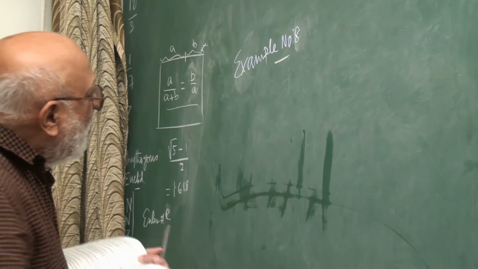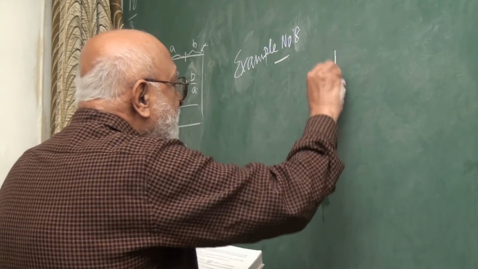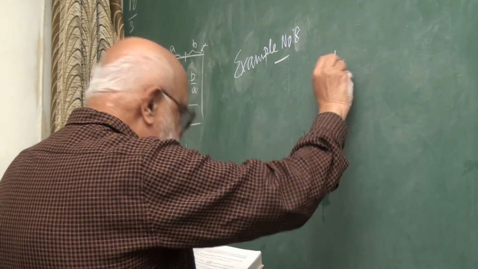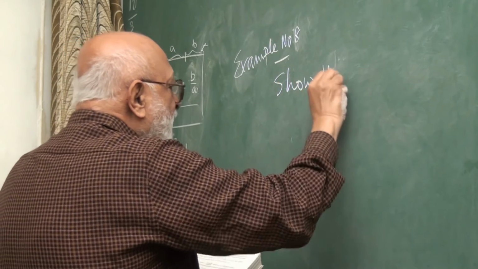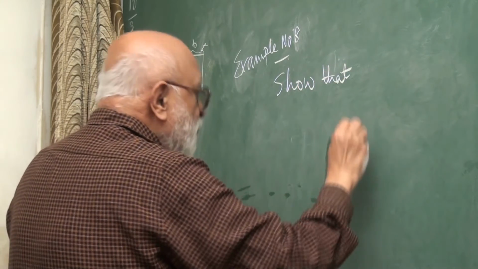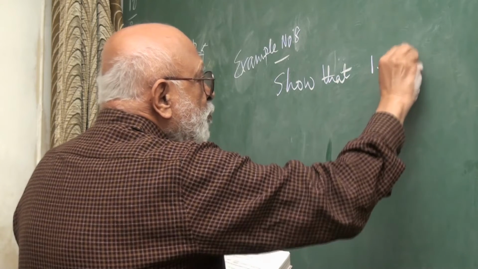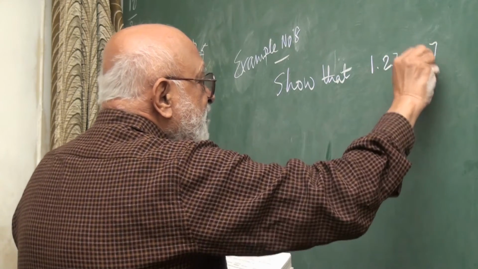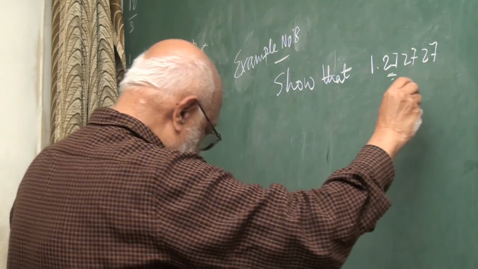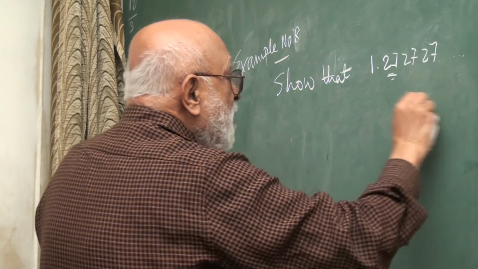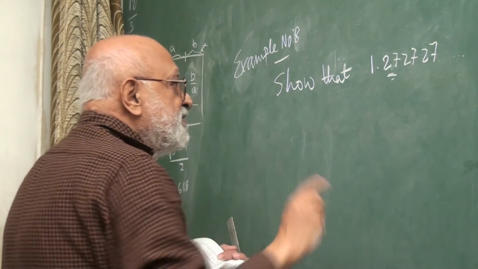So we will now go to the example, which again comes out with a repeating 1 point. Let me write it down. We have to show that 1.272727 is not terminating, it is going on, but it is repeating. This is 2727, this is repeating.